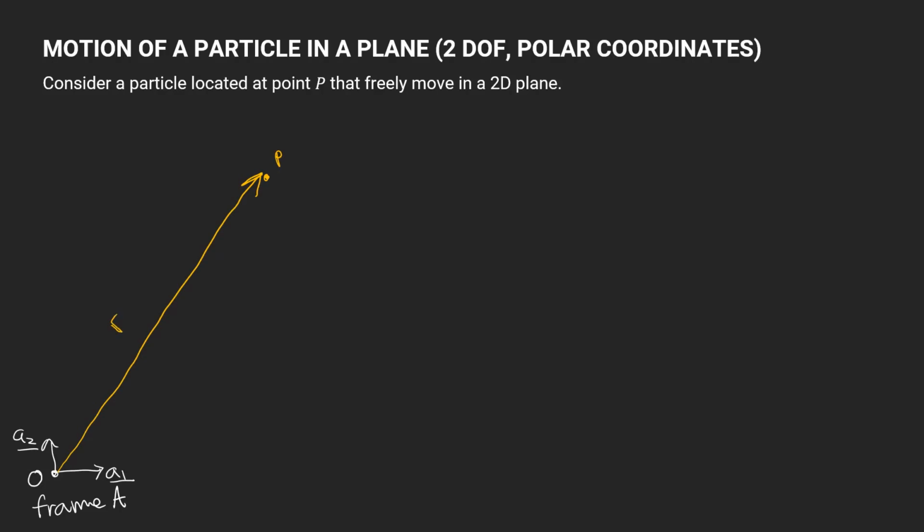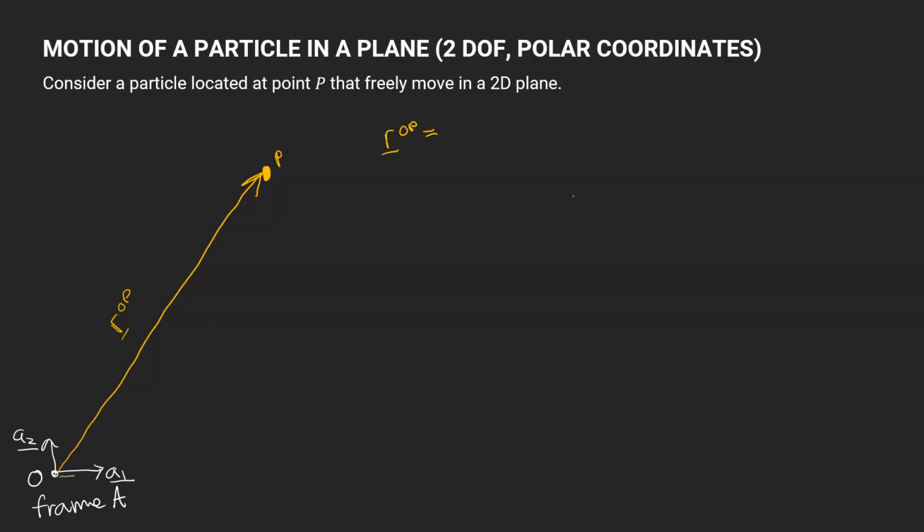So now we have the position vector pointing from point O to point P. It's a little off. We'll just make this point a little bigger. Now to express this position vector mathematically, ROP, we need to define the magnitude of the vector in each of these two directions, A1 and A2.